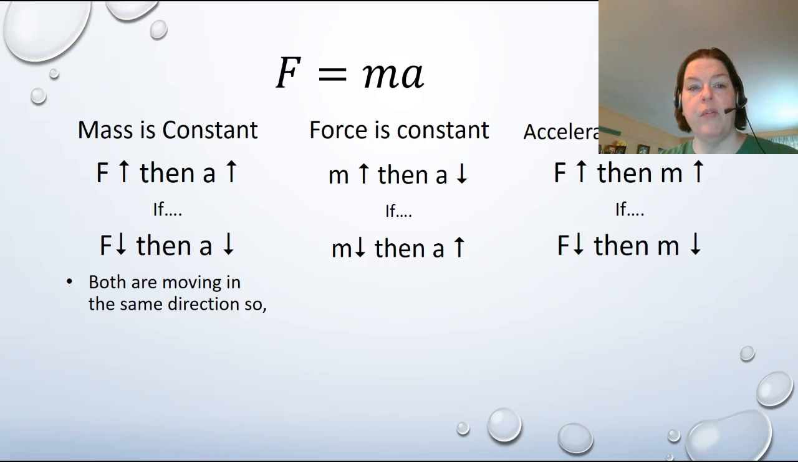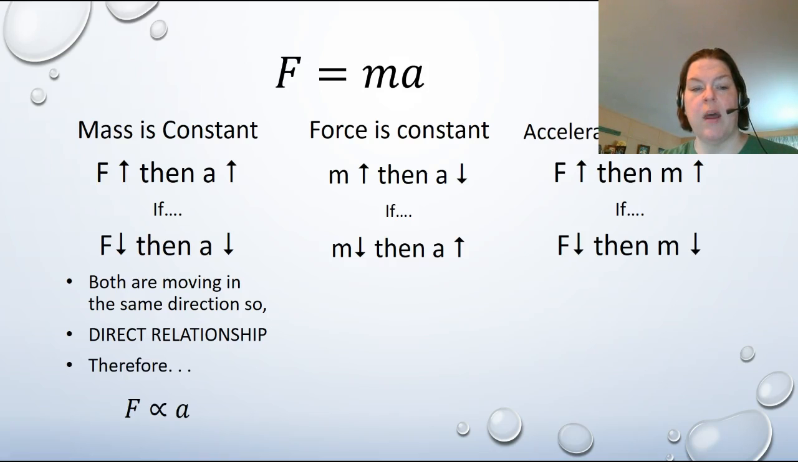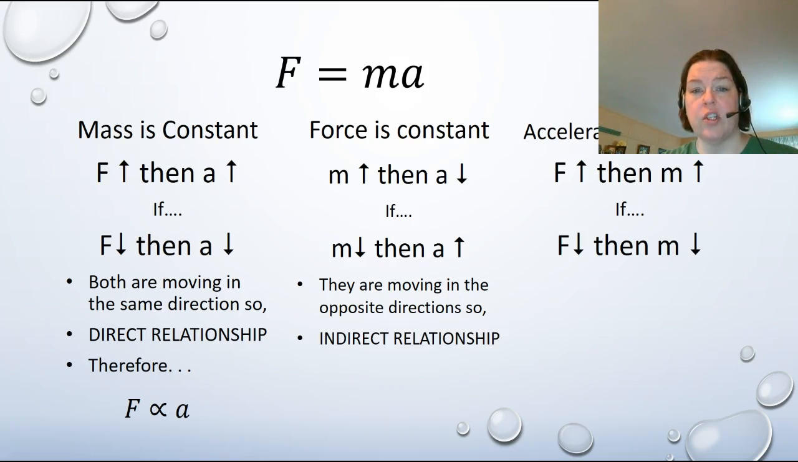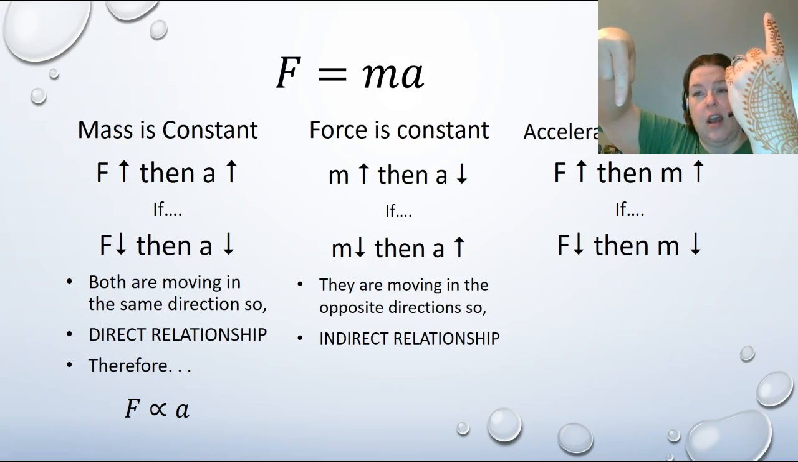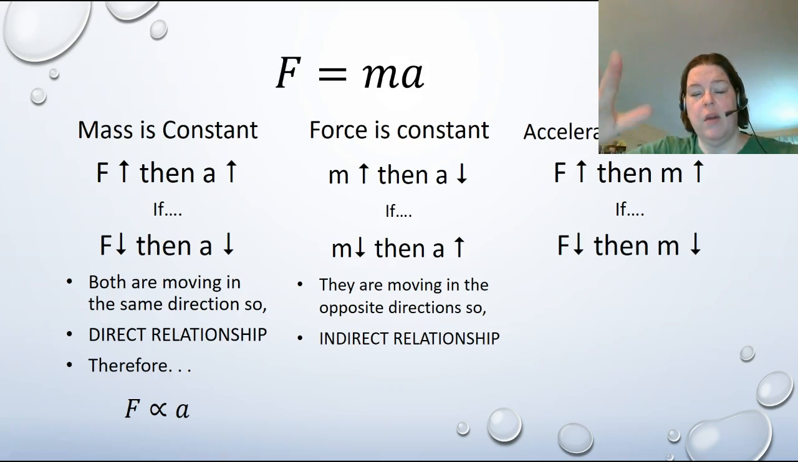So if both are moving in the same direction, which, when mass is held constant, force and acceleration are, then it must be a direct relationship. That means force is proportional to acceleration directly. We don't have to do anything with it. Over here, though, we see that when force is constant, mass goes up and acceleration goes down. They are moving in opposite directions, so that must be an indirect relationship, because as one goes up, the other goes down.